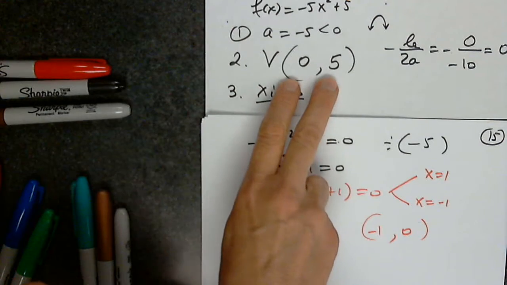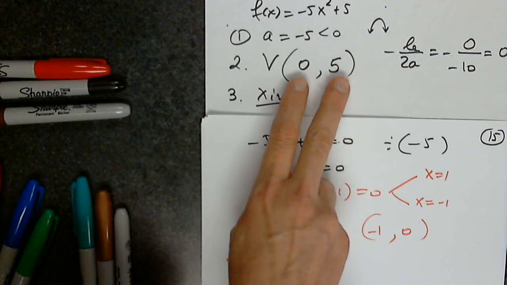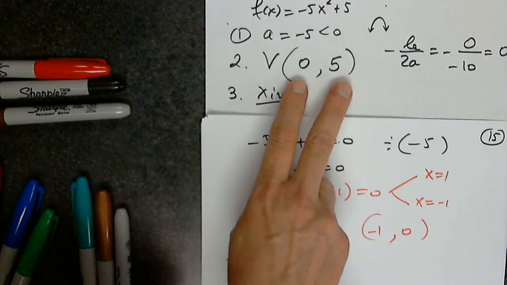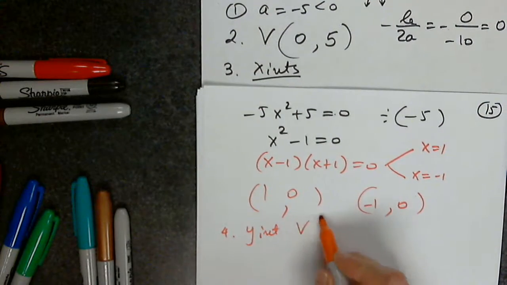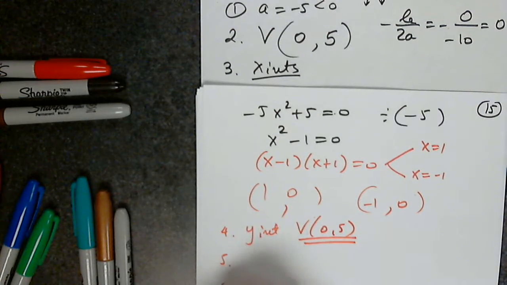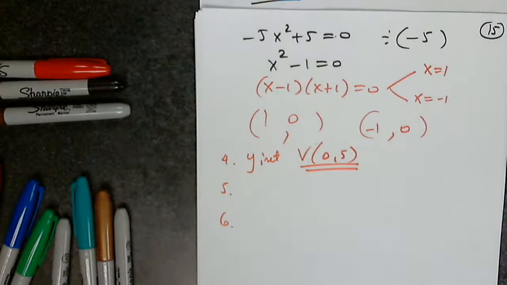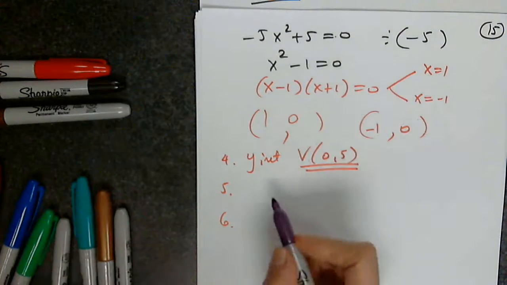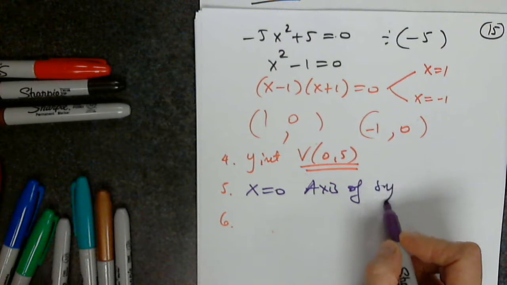Is there a need? No, I already have it. It's 0, 5. It's right here. It's the vertex itself. That is the y-intercept as well. Y-intercept is 0, 5. Now 5 and 6 are just words. What will you say is the axis of symmetry of this problem? Yes, x equals 0, indeed. Axis of symmetry.